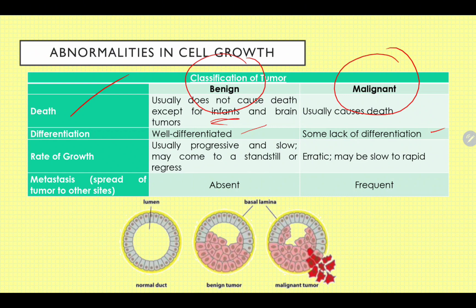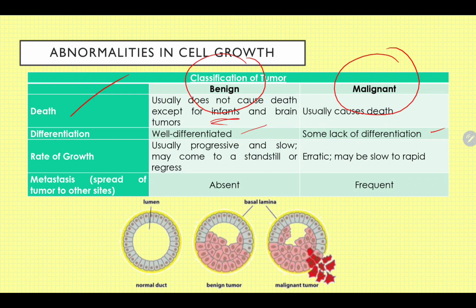Why? Because there are no more cells to compare it with, because they have a tendency to occupy the whole organ. So all of them look alike. So therefore, there will be a lack of differentiation in some areas. Okay? Unlike in the benign, since they grow on top of that, not everything gets covered by the tumor. So, the differentiation differs. Well differentiated for the benign, lack differentiation for the malignant.